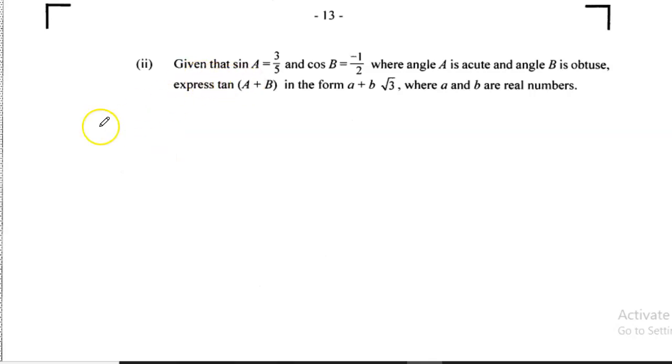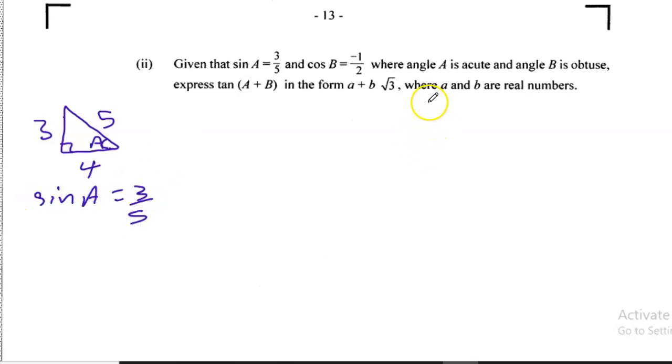So given that sin A is 3 over 5, let me just draw a right angle triangle here. So sin A, remember sin is opposite upon hypotenuse. So the opposite to A would be 3 and the hypotenuse would be 5, which means the adjacent would be 4. So sin A is 3 upon 5. And cos B, so A is acute and B is an obtuse angle. So it means that cos A would be adjacent over hypotenuse, which is 4 over 5.